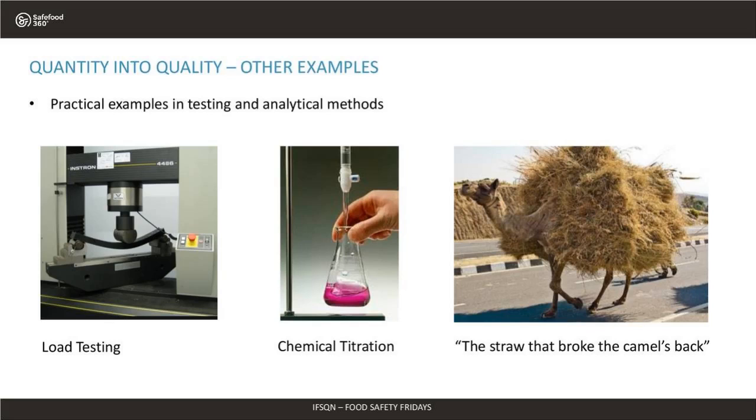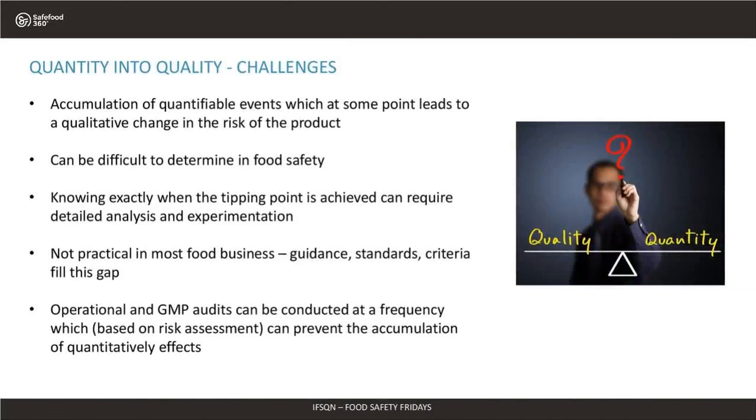But probably the most common analogy we can give is the straw that breaks the camel's back. One straw on the camel's back won't cause a qualitative change in the integrity of the animal, but if you keep adding them on, in theory, eventually one straw will tip that camel over, breaking its back. Okay, and that's the fundamental concept behind everything we do in trying to assess risks relating to hazards in food safety. But it's not as easy as we think.